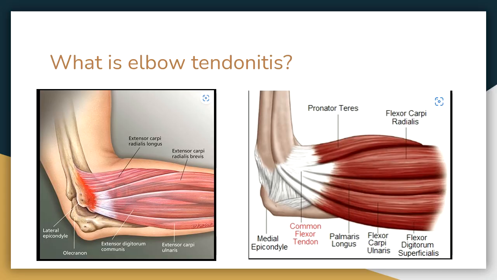On the medial side, you have the common flexor origin, which corresponds to the medial epicondyle, giving rise to the pronator teres, flexor carpi radialis, flexor carpi ulnaris, flexor digitorum superficialis, and palmaris longus. The third type of tendinitis around the elbow is where the triceps tendon inserts, but we will not be discussing that today.